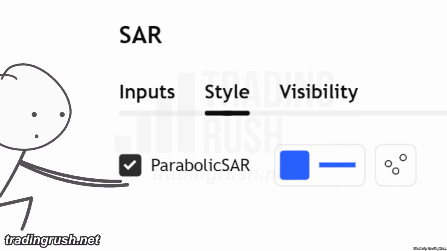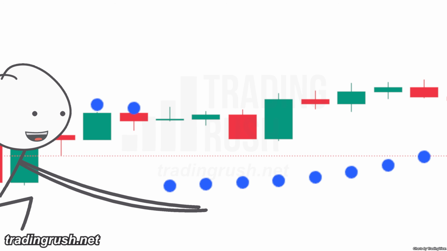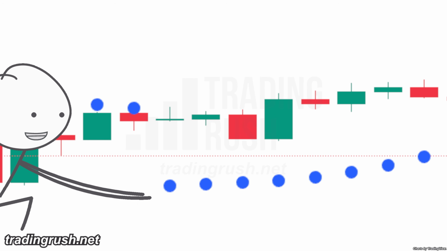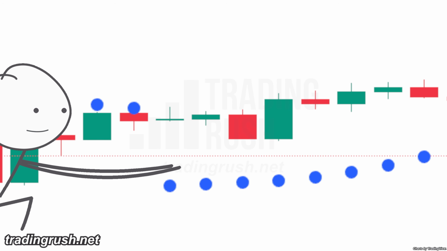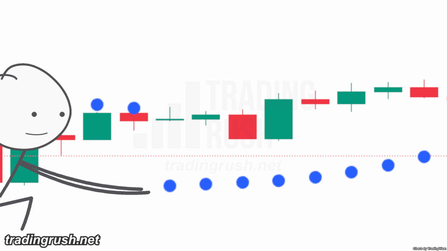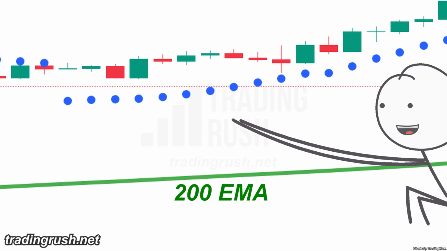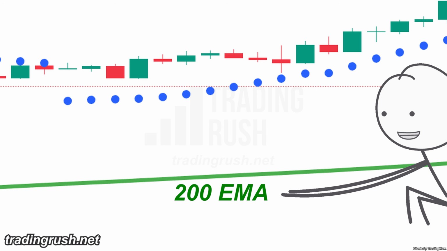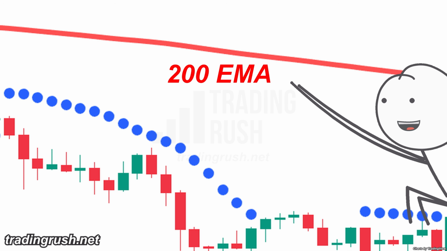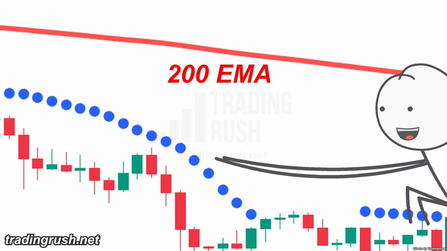So, we will make use of the Parabolic SAR indicator to set the stop loss. This indicator shows dots below and above the price. If the price is moving in an upward direction, the dots will appear below the price. This makes it perfect to set the stop loss. And to make sure we take trades in the direction of the long-term trend, we will only buy if the price is above the 200-period moving average. And we will only sell if the price is below the 200 EMA.